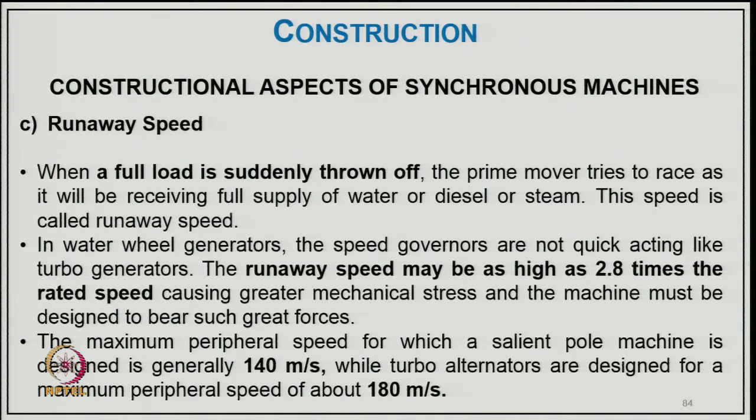The maximum peripheral speed for which cylindrical pole machines are designed is generally 140 meter per second, while turbo generators are designed for a maximum peripheral speed of 180 meter per second.